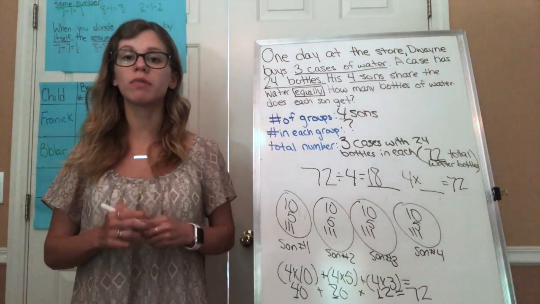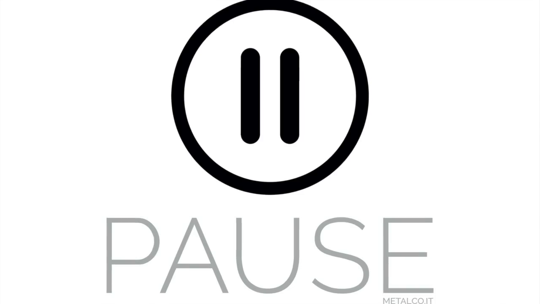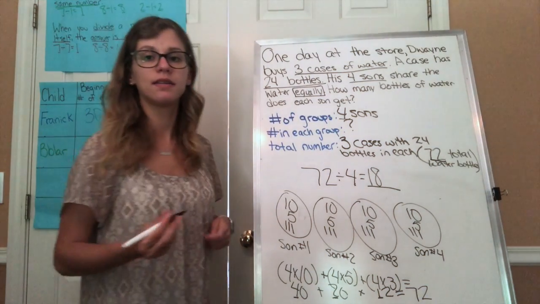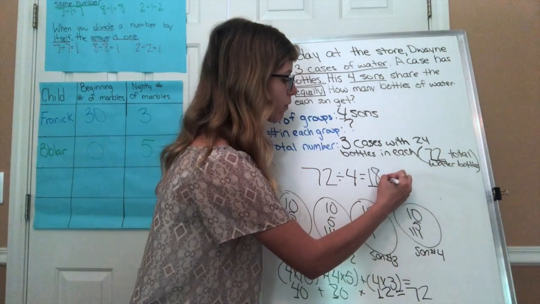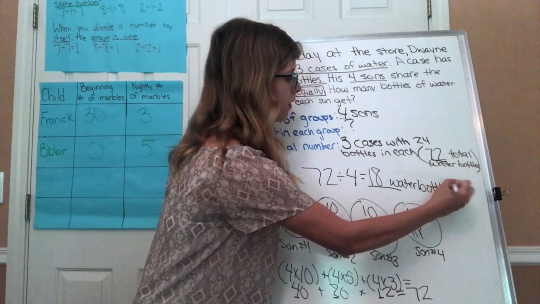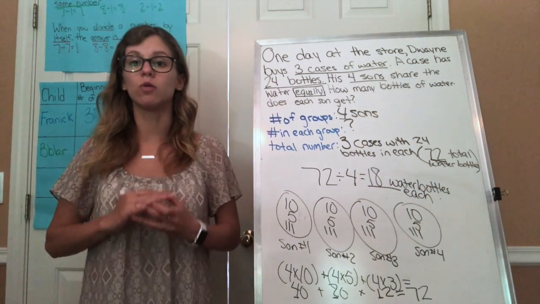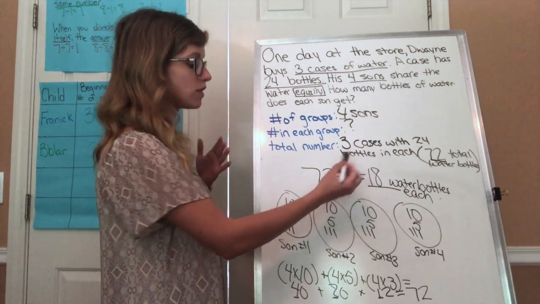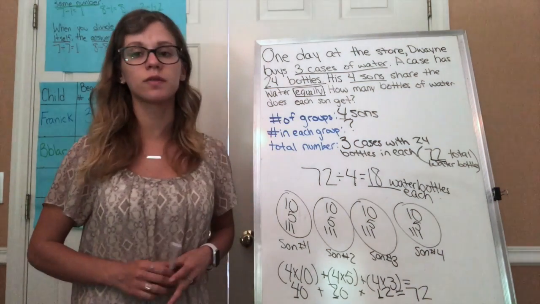And it's important for me to label. Pause me and think about, what does 18 in this problem represent? 18 represents the number of water bottles each son got, equally. So we dealt out 72 into the 4 groups, or the 4 sons, and they each got 18 water bottles.